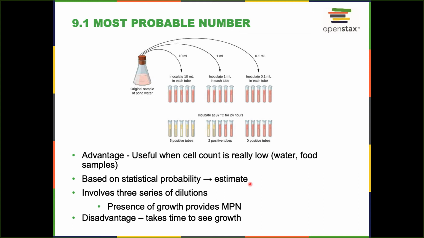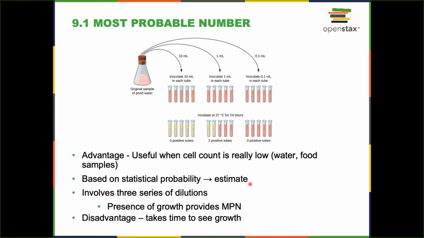Water samples, oftentimes very common for most probable number. It's useful for when cell counts are really low. So if you don't have a filtering contraption, and so many of us don't have the ability to filter things, most probable number is often sufficient. And the nice thing is there's this chart that's been produced that allows you to figure out what the probability is. So even though there's math involved, some math people have done the math for you, so it's actually pretty easy to do.